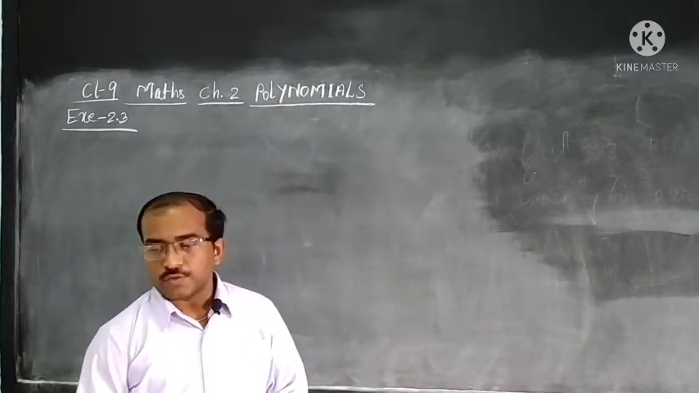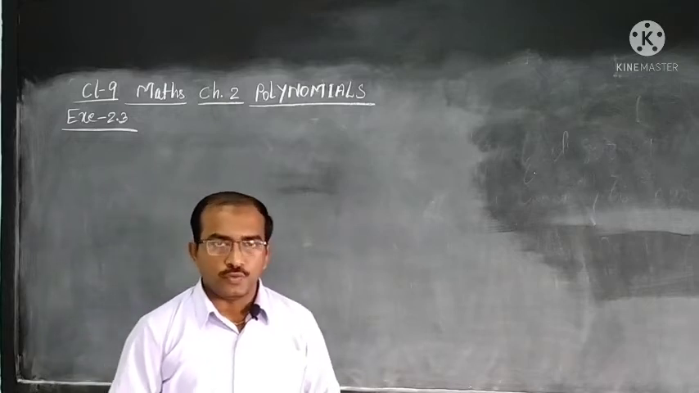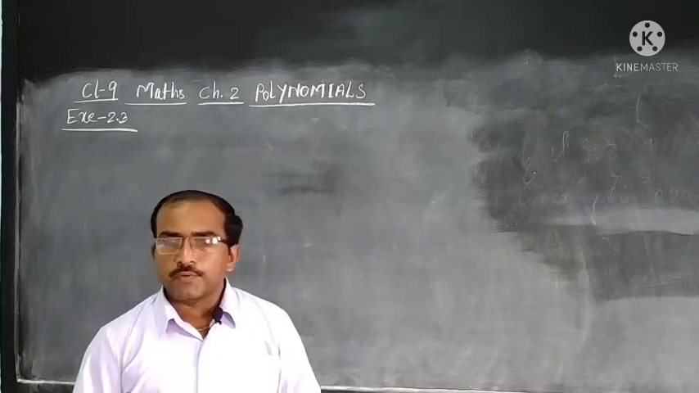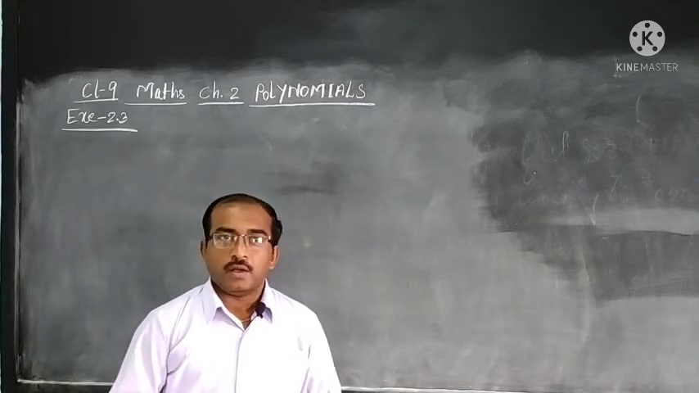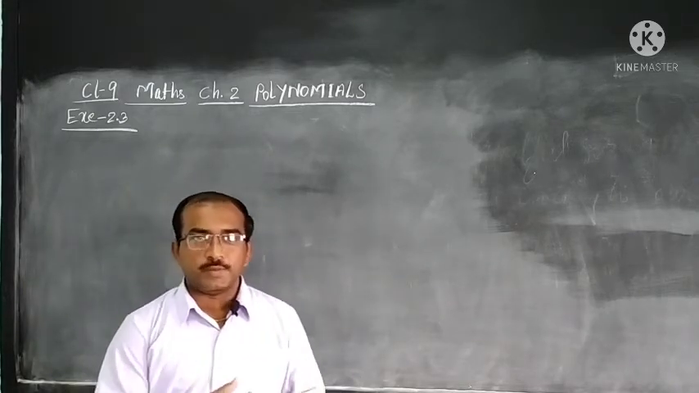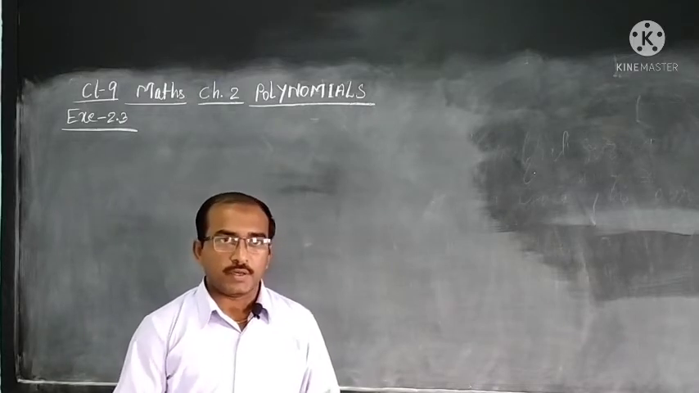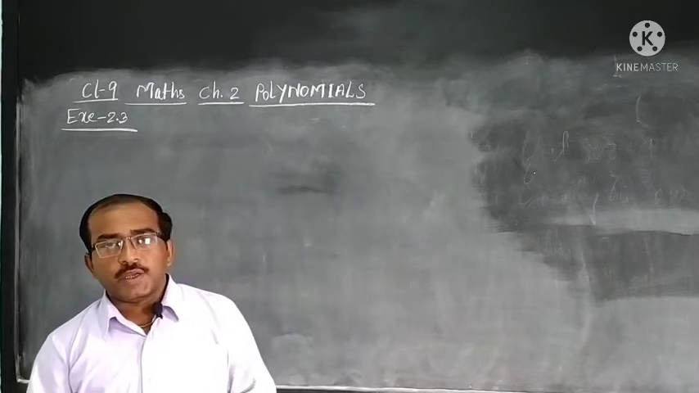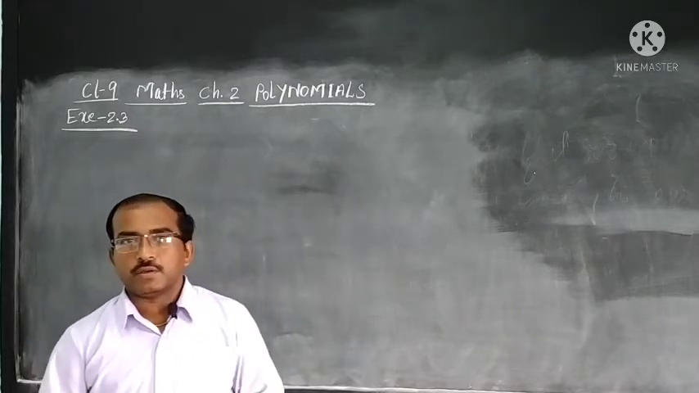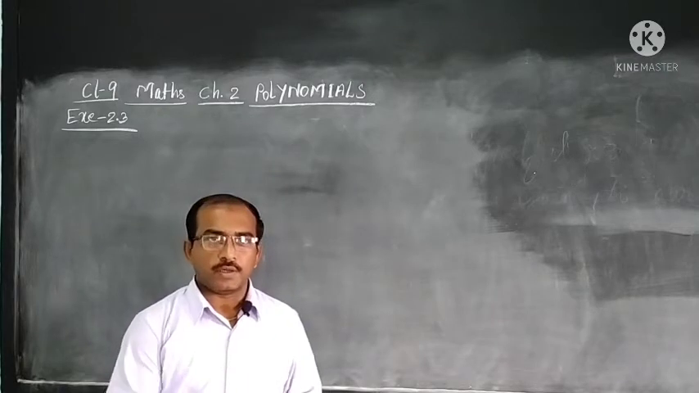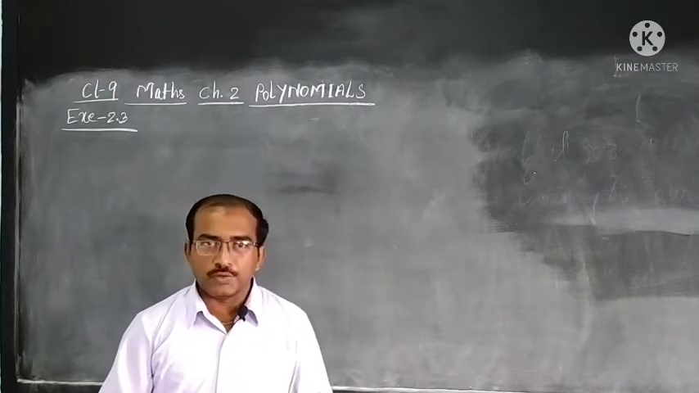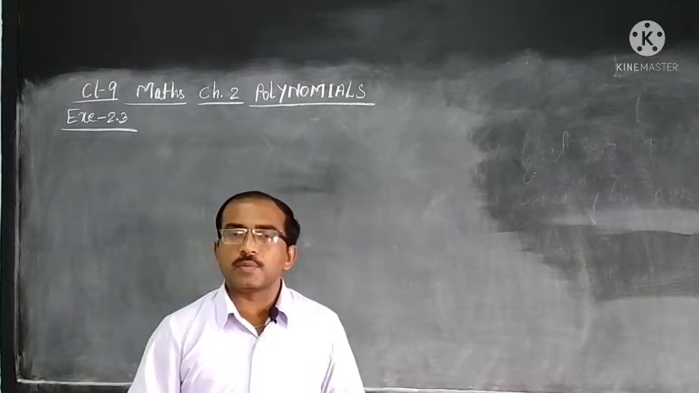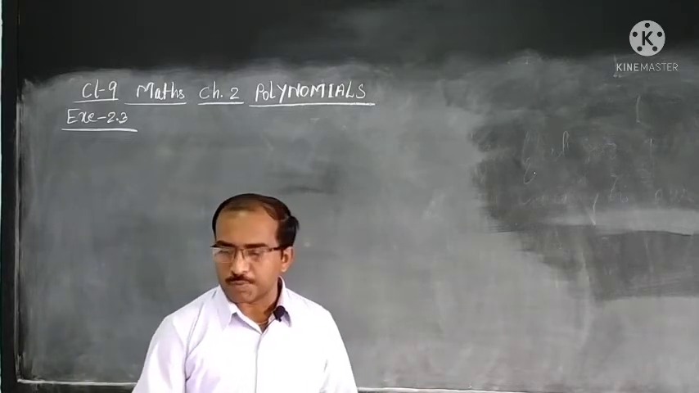Let us start in this video exercise 2.3 of chapter 2 polynomials. Here we will learn to find the remainders. When one term is divided by another, we get a remainder and a quotient. Here we will find the remainder without division. Usually we find the remainder when we divide, but we are going to learn how to find the remainder when a polynomial is divided by another using the remainder theorem. So, let us start the topic.